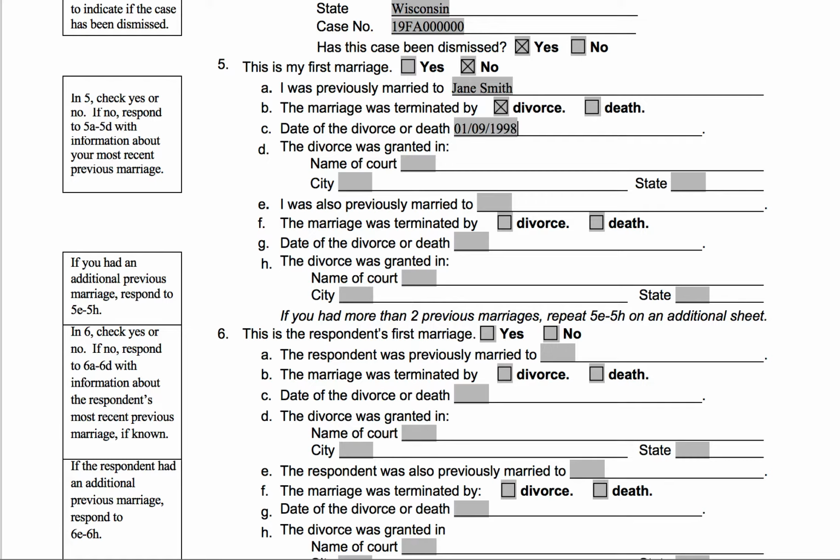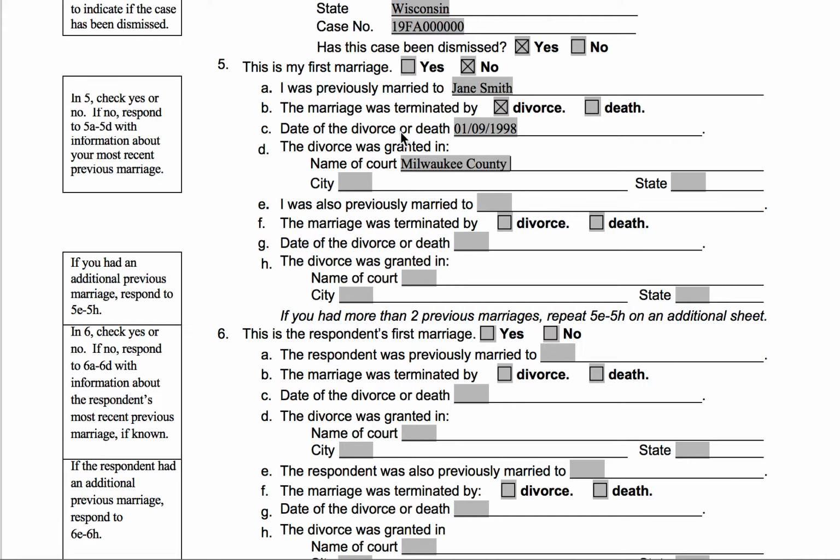1998 because he married Jane in 1999. So for John, this would be the date he got divorced. And again, if your spouse passed away, the date they passed away. Here, the place where the divorce was granted. So if you were in Milwaukee, it would just be Milwaukee County.